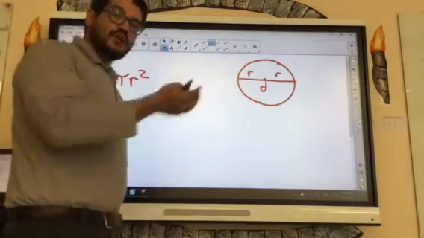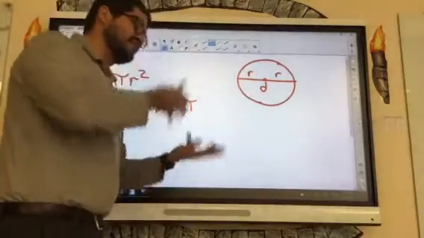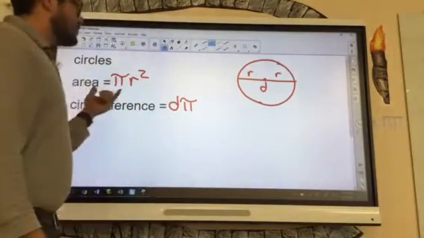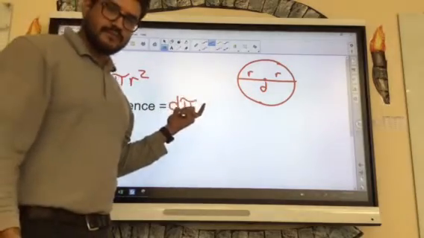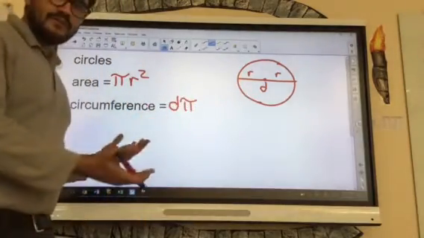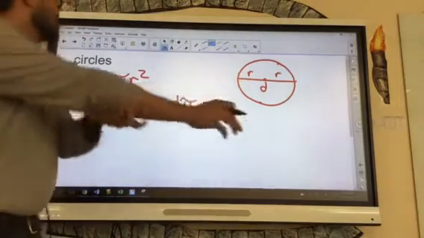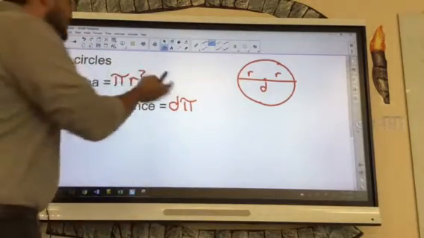Okay, which one's the longer one? Oh, Mr. Caceres, I always forget which one's the radius, which one's the diameter, which one's the longer one, which one's the shorter one. Well, the radius is the shorter one, and it's the shorter word. And diameter is the longer one, and it's the longer word. Pretty simple, right?